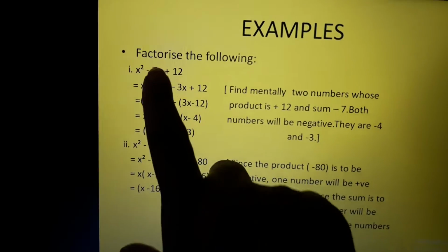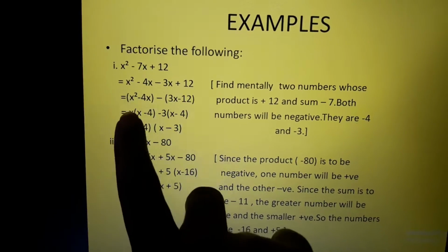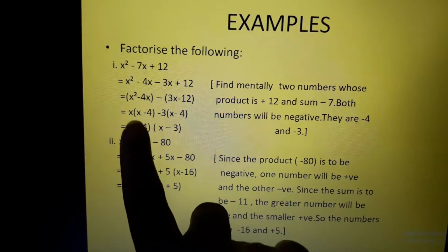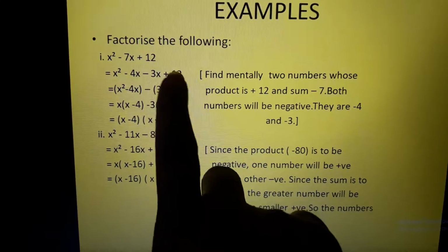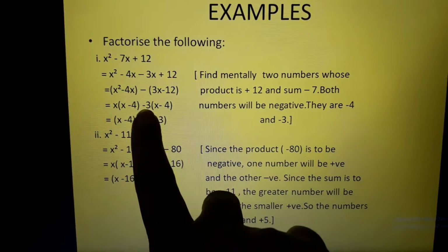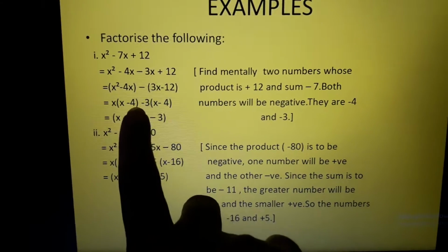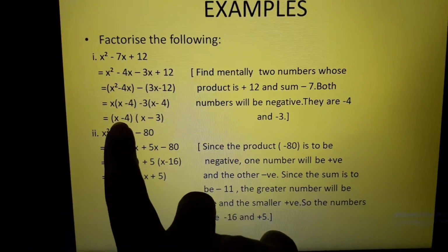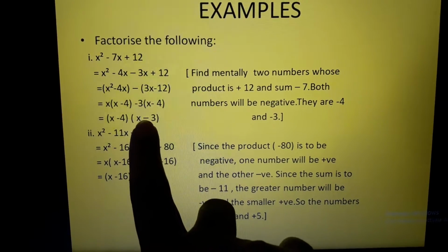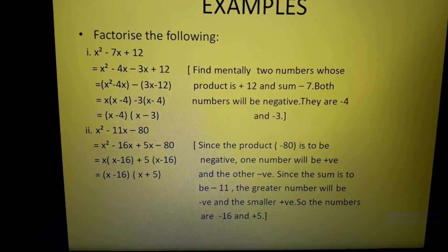So we have split minus 7x into minus 4x and minus 3x. Now from the first two terms we take x common. So in the bracket we get x minus 4, and from the last two terms we have taken minus 3 common. So in the bracket again we are getting x minus 4. Now from the first term and the second term, we again take x minus 4 common. So in the bracket we get x minus 3. In this way you have to factorize these sums.